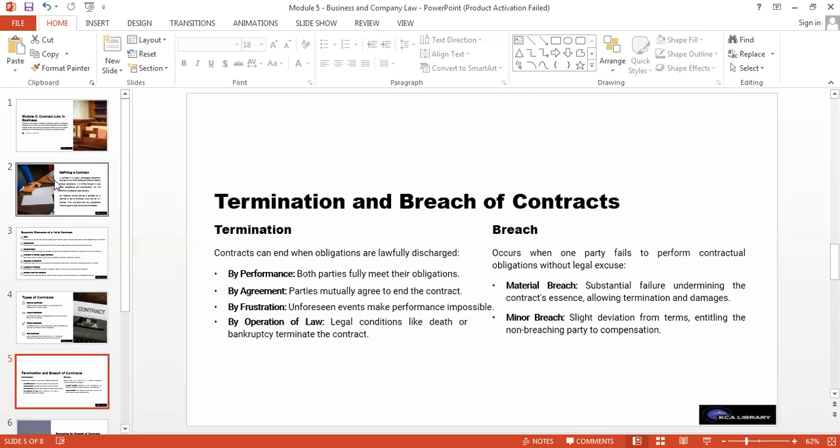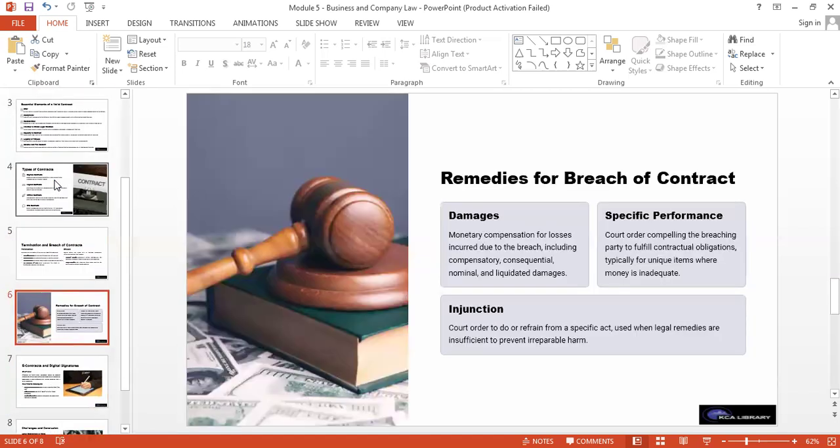We have the breach of contract. For this, it occurs when one party fails to perform contractual obligations without legal excuse, and this can be material breach or minor breach. A material breach is a substantial failure undermining the contract essentials, allowing termination and damages. And a minor breach is a slight deviation from terms, entitling the non-breaching party to compensation.